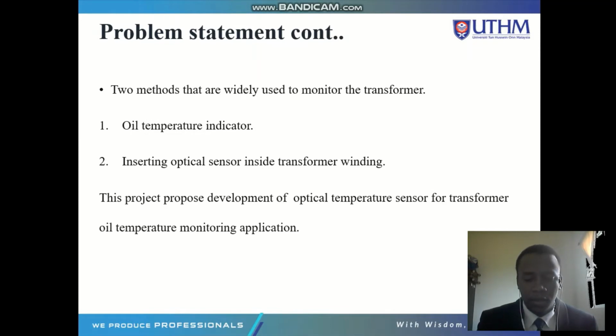So there are actually two previous methods that are used to detect the temperature. The first one is the oil temperature indicator, which is a gauge that is used to detect the temperature. This is an old-fashioned method that's still used nowadays, and it requires a person to come to the transformer and check the temperature, as well as a current source in order to work. They might also heat up, and if the temperature exceeds normal, the oil temperature indicator itself might heat up and may not give us an accurate reading.